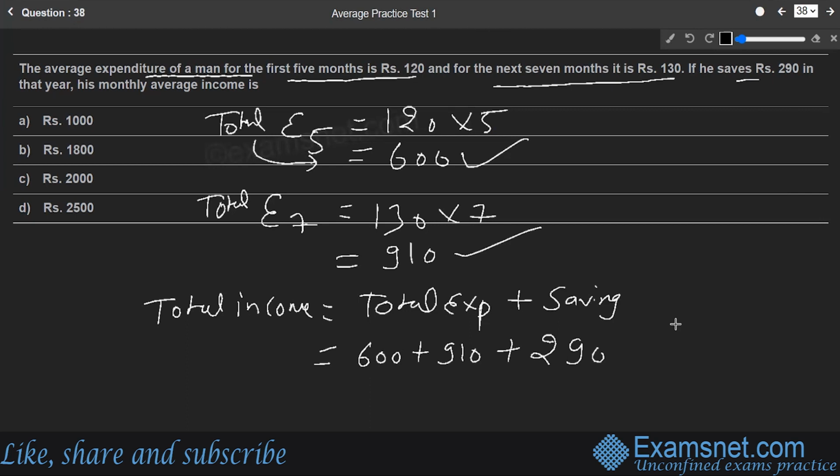So this is the total income. If we add this together, this is going to be 1510 plus 290, that is 1600 plus 200, that is 1800. So that is going to be the income he has asked for. The income is 1800. Let's see where it is available. Available in option number B, which becomes the right answer.